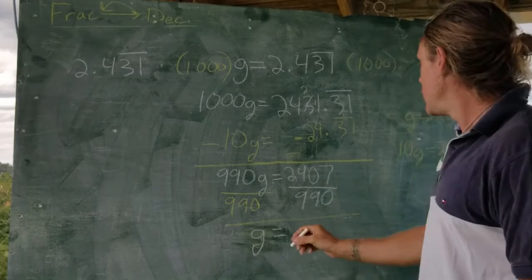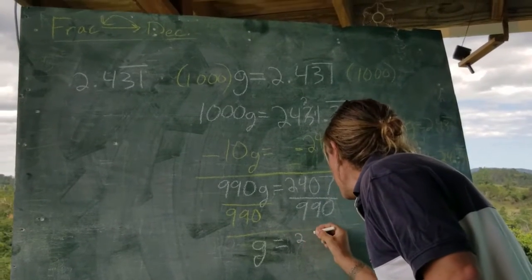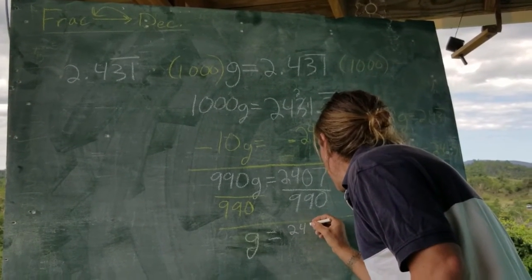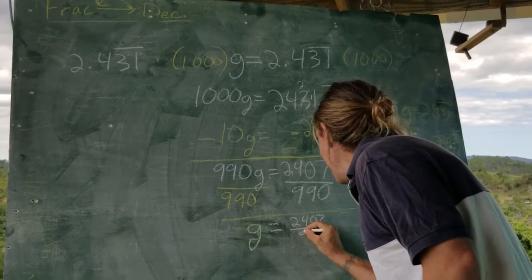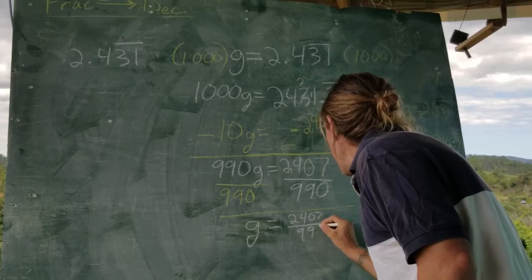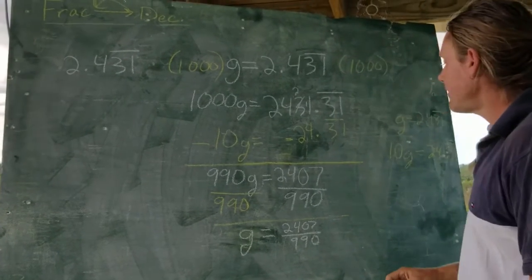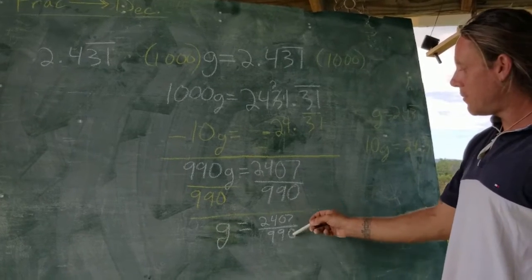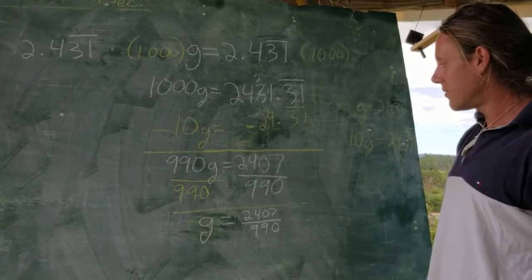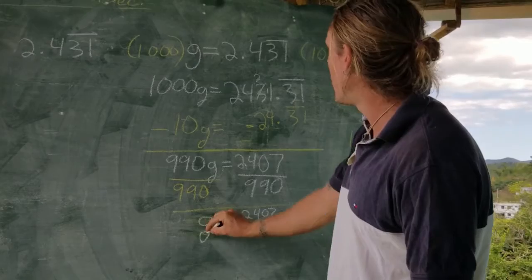990. So G is equal to the ratio of the integers 2,407 and 990, a number in the form a over b, where a and b are integers and b is not 0.